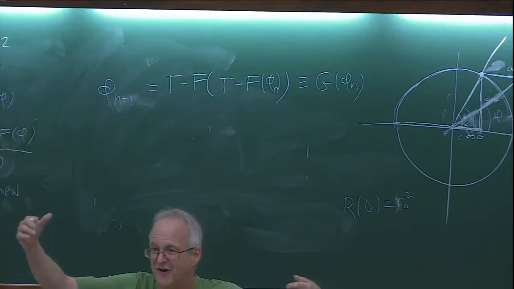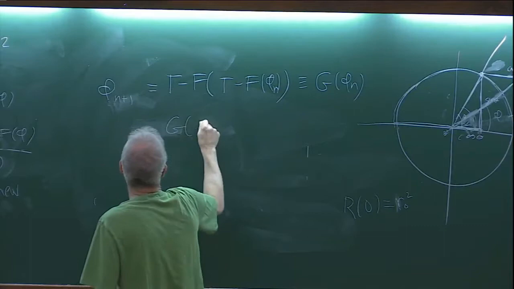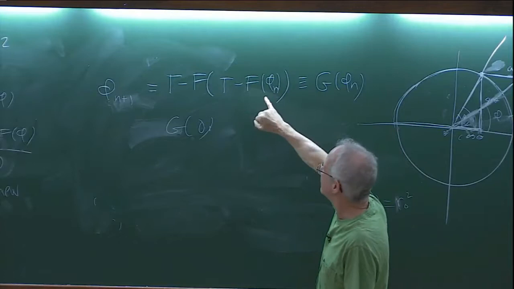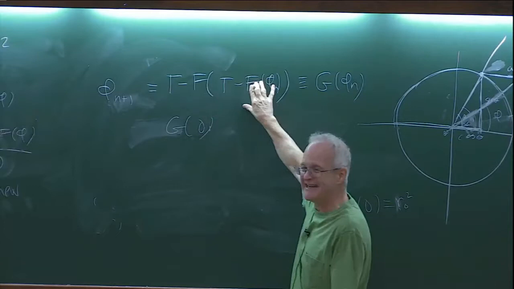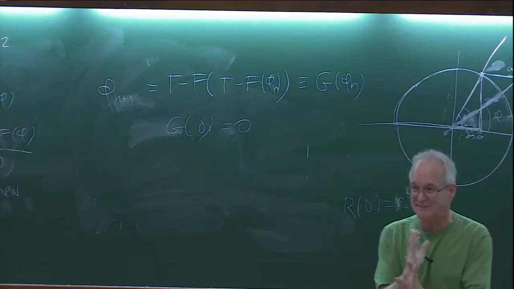Let's try, suppose, what is g of 0? What's g of 0? What is g of 0 equal to? Well, let's run it through. f of 0 is 0. That gives us T. f of T is T. T minus T is 0. So g of 0 equals 0. Okay? That's synchrony, right? That's a fixed point, an equilibrium point.